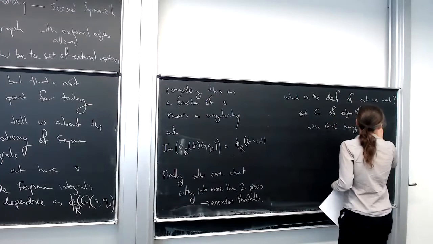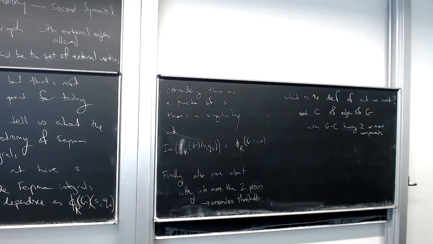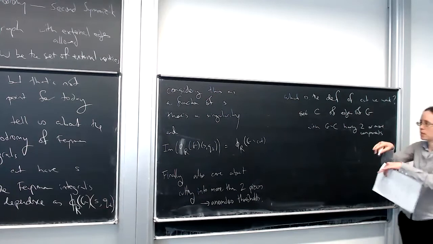And furthermore, all of the edges were somehow necessary. So there's no edge of C that has both of its ends in the same component of G minus C. So you never cut something that stayed within a component, because you really didn't need to cut that edge.